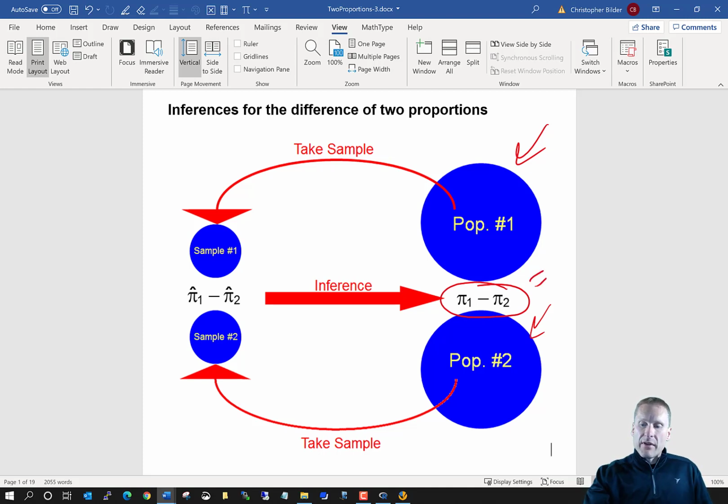Now note that if this is equal to 0, notice what this says. This says that pi1 is equal to pi2. This is going to be of great interest to us.